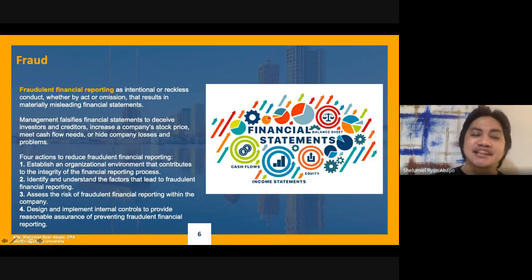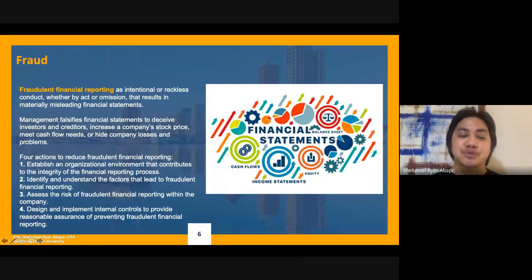Second is to identify and understand the factors that lead to fraudulent financial reporting. Ano ba yung mga problema? You identify and you address these problems head-on. Third, assess the risk of fraudulent financial reporting within the company. And fourth, you design and implement internal controls to provide reasonable assurance of preventing fraudulent financial reporting.